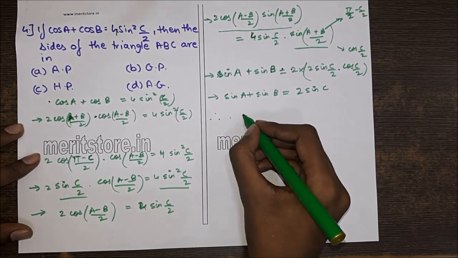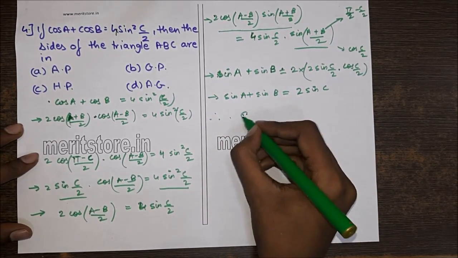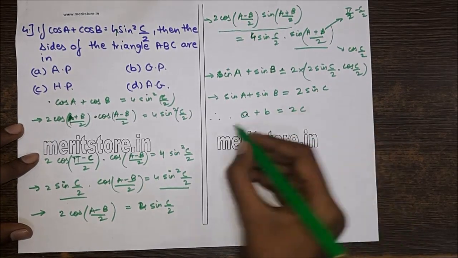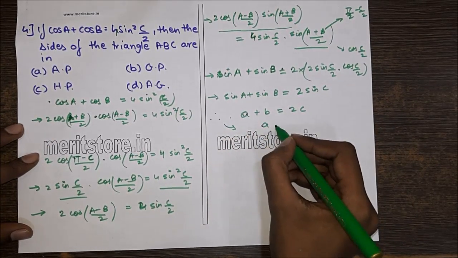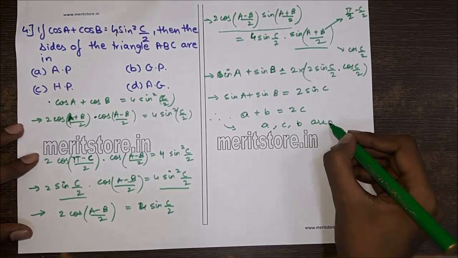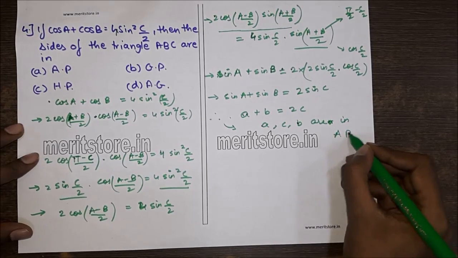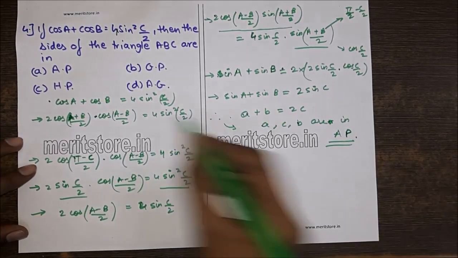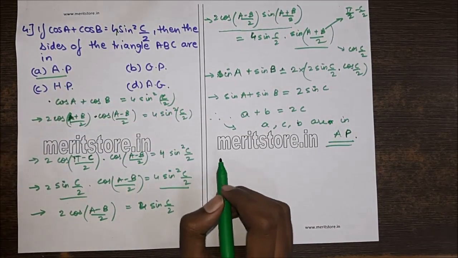Therefore we can say A plus B is equal to 2C. So A, C and B are in AP, since it satisfies the condition for arithmetic progression. So the answer is A, AP.